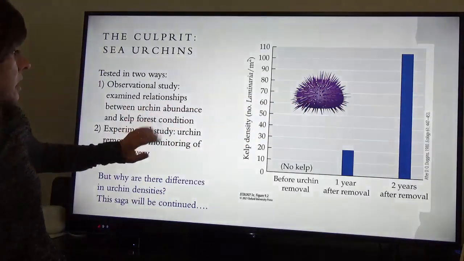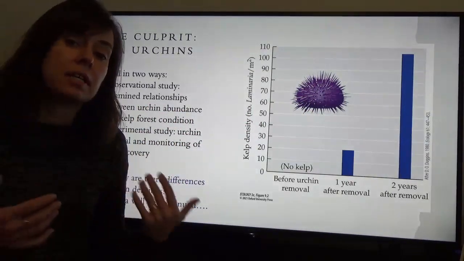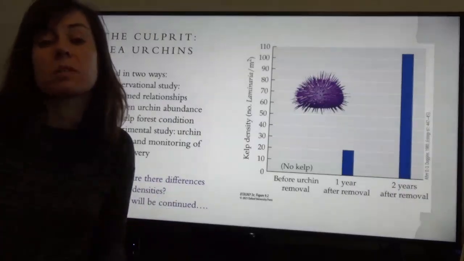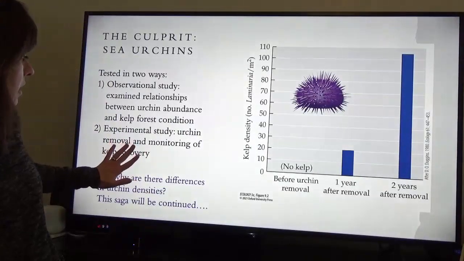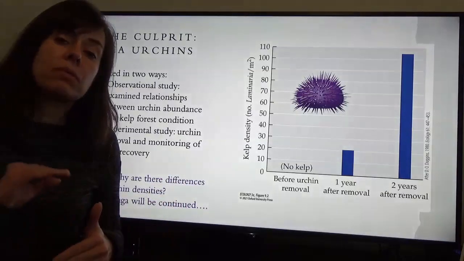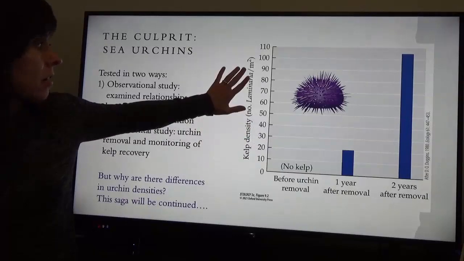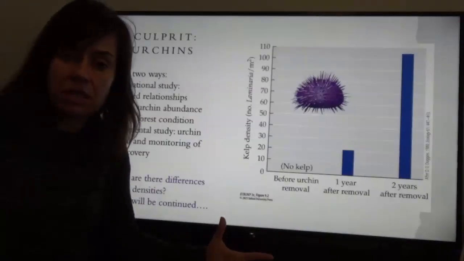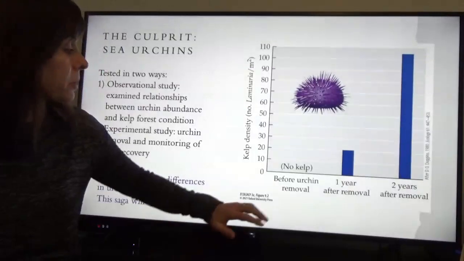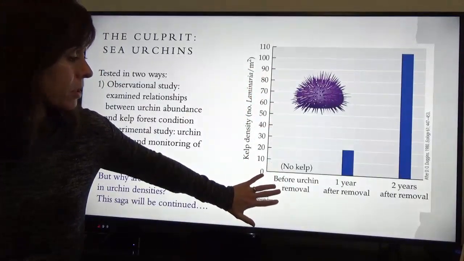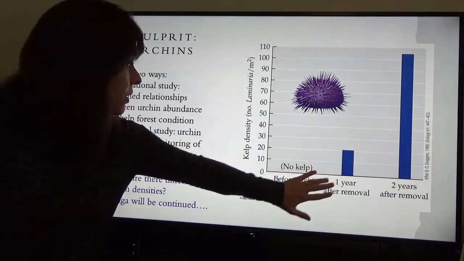One was observational studies, where they went out and they looked at the relationship between urchin abundance and the condition of the kelp forest, and found where urchin abundance was high, the condition of the kelp forest was very poor. And then secondly, they did experimental studies where they actively removed sea urchins and looked at the density of Laminaria. So using area-based sampling, where they remove the urchins in some places and leave the urchins in other places, they found that where they experimentally removed urchins, recovery was fairly rapid.